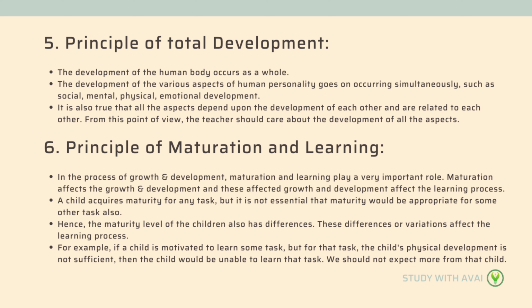In the process of growth and development, maturation and learning play a very important role. Maturation affects the growth and development, and these affected growth and development affect the learning process. A child acquires maturity for any task, but it is not essential that maturity would be appropriate for some other task also. Hence, the maturity level of the children also has differences. These differences or variations affect the learning process. For example, if a child is motivated to learn some task, but for that task, the child's physical development is not sufficient, then the child would be unable to learn that task. We should not expect more from that child.